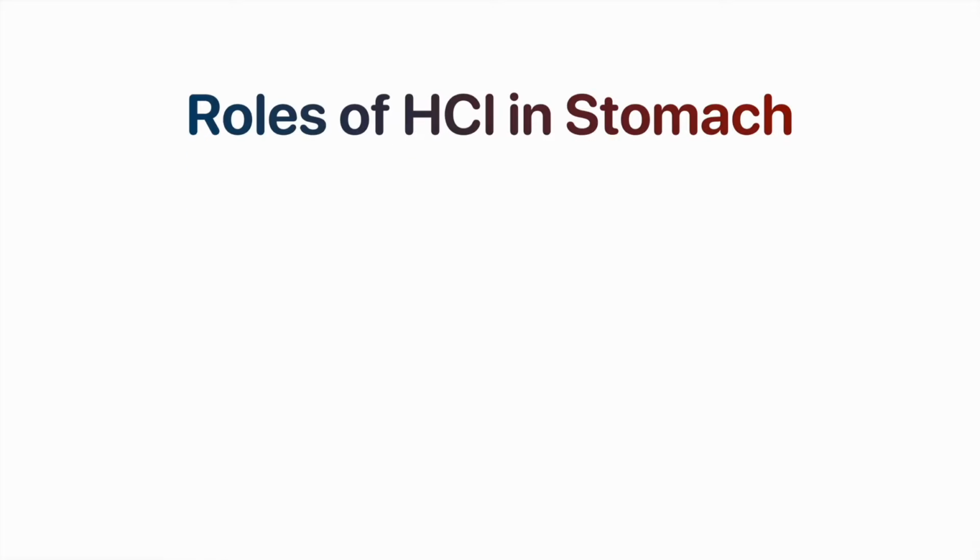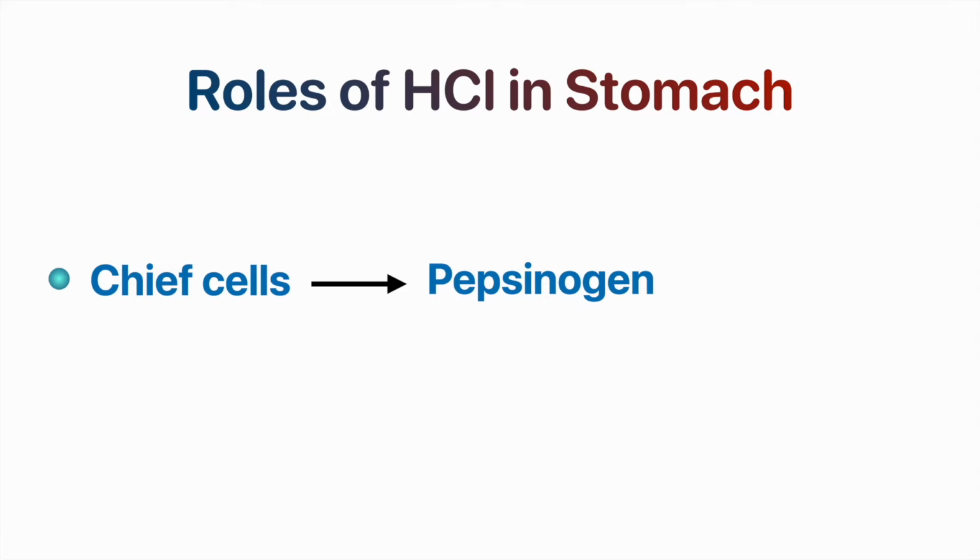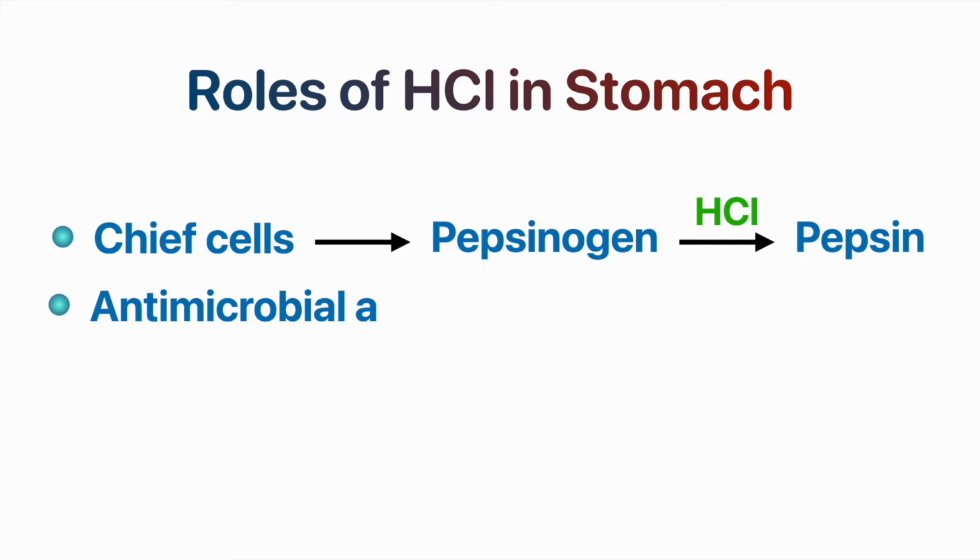Pepsin, which is the protein digesting enzyme of stomach, is not secreted as such. From the chief cells of the gastric glands, it is secreted as pepsinogen, which is the inactive form of pepsin. Hydrochloric acid helps in the conversion of pepsinogen into the active form pepsin. The food that we take is not free of microorganisms. Hydrochloric acid helps in killing these microorganisms.